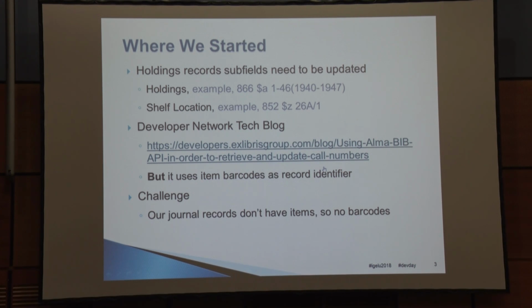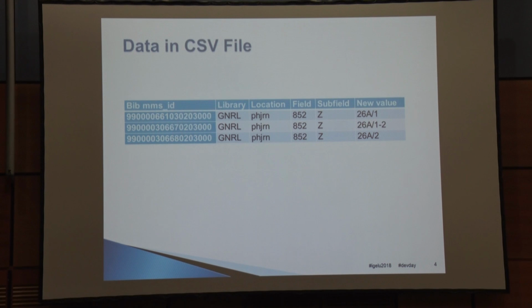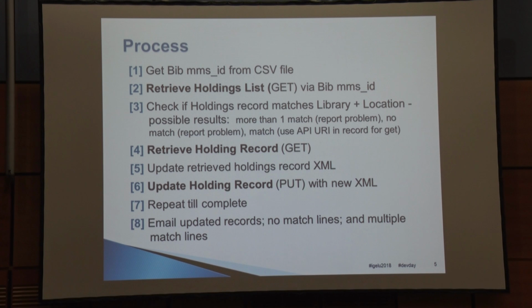And so we had to do an algorithm where, using the bib MMS ID, the library, and the location, we would identify the unique holding record that needed to be updated. So if you guys are all techie, I'm sure I'm just talking gibberish right now, far worse than what your presentation was. So basically, that's what we did.